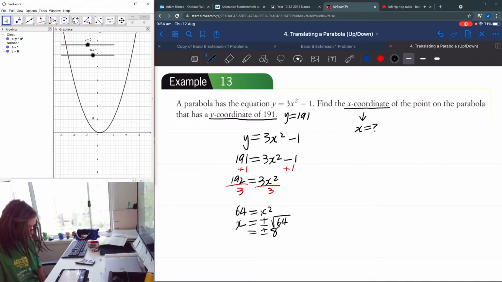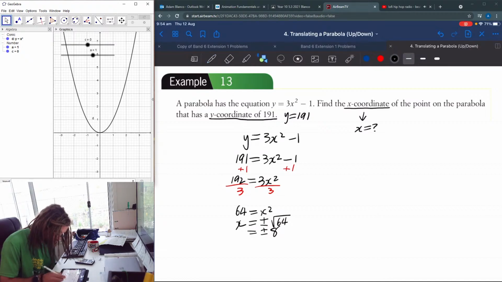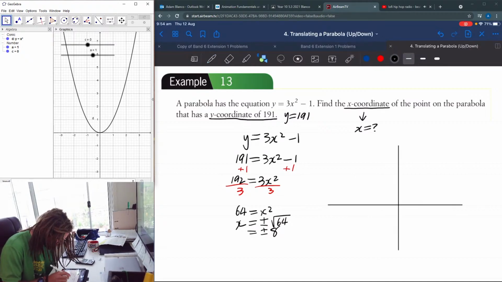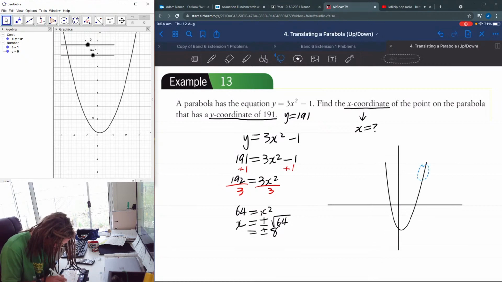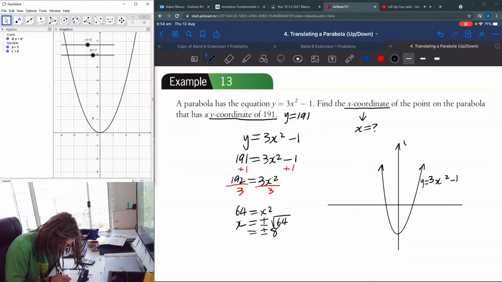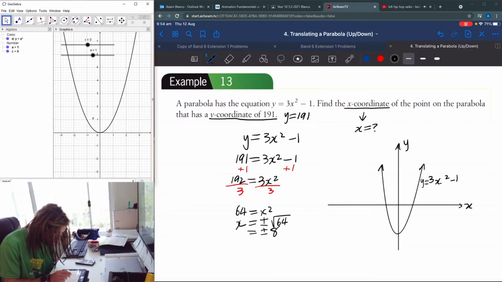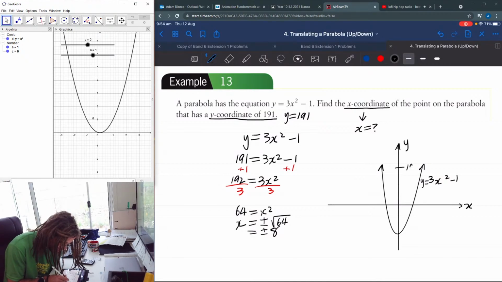Okay. Now I want you to think about this a little bit. I've got 2 answers here, and the reason we keep our plus minus is because of this. Let me draw what this looks like. 3x squared is skinny and down 1. Let's call that that. So that's 3x squared minus 1. That's a y. Now, it's asking me for a y coordinate of 191. Let's call that 191.